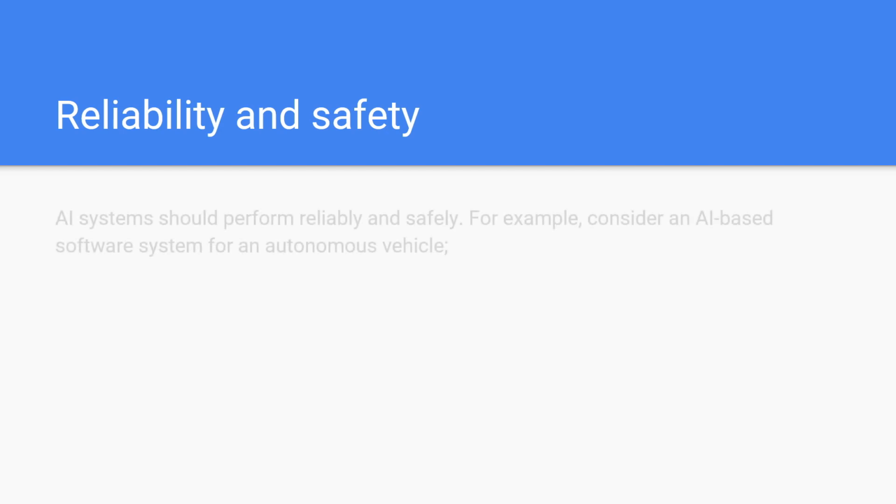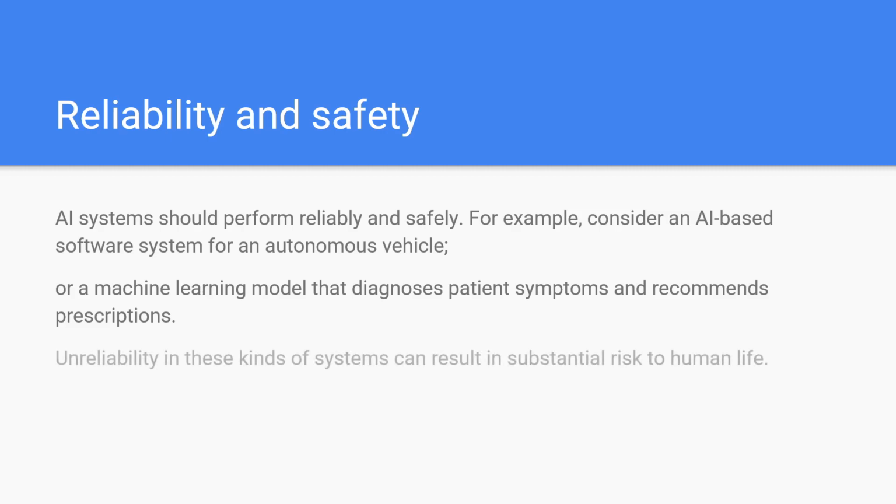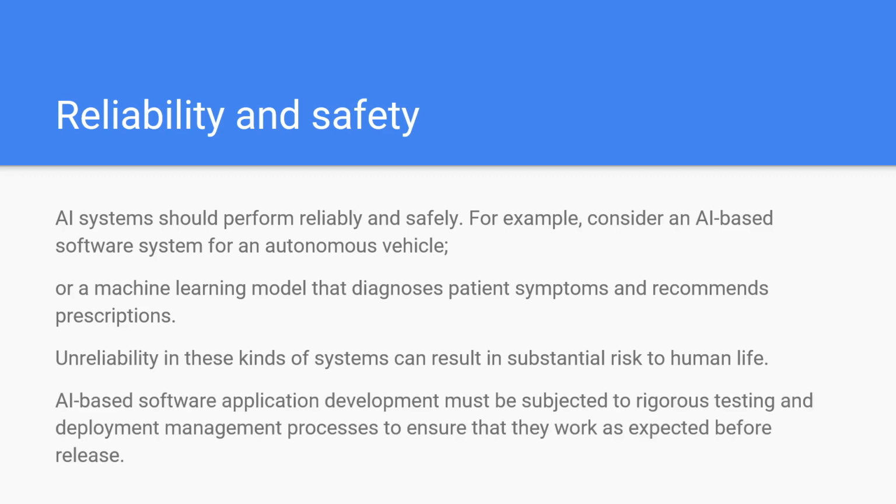Reliability and safety. AI systems should perform reliably and safely. For example, consider an AI-based software system for an autonomous vehicle or a machine learning model that diagnoses patient symptoms and recommends prescriptions. Unreliability in these kinds of systems can result in substantial risk to human life. AI-based software application development must be subjected to rigorous testing and deployment management processes to ensure that they work as expected before release.